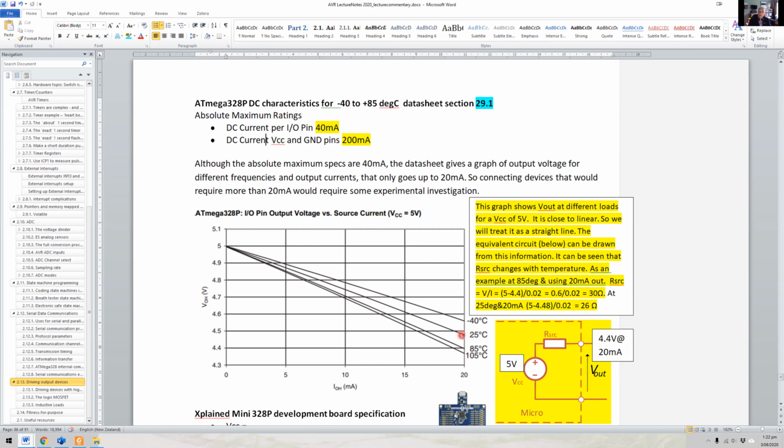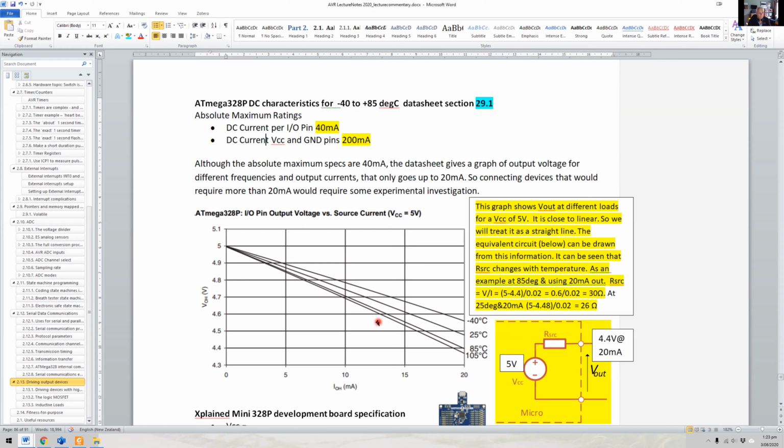So at 25 degrees, our output resistance is 26 ohms, but at 85 degrees, it goes up to 30 ohms, okay? So there's a couple of ideas. Now we're beginning to understand what's going to influence this resistor value. It's going to be influenced by our output circuit. It's going to be influenced by this VCC voltage, and of course this resistor value, which changes with temperature.